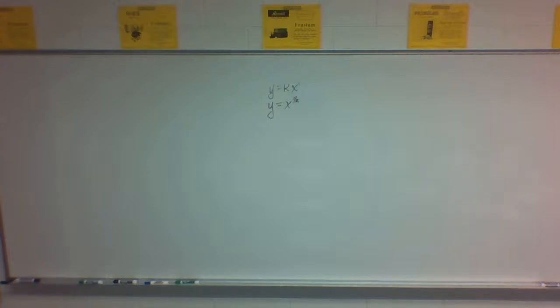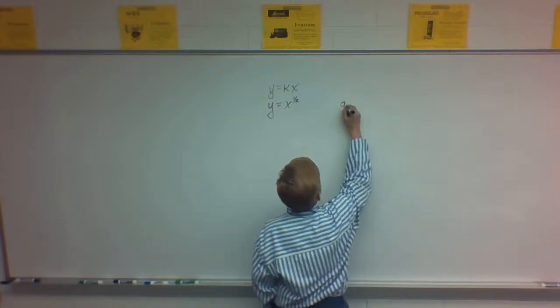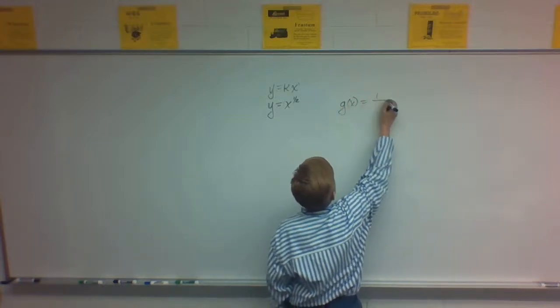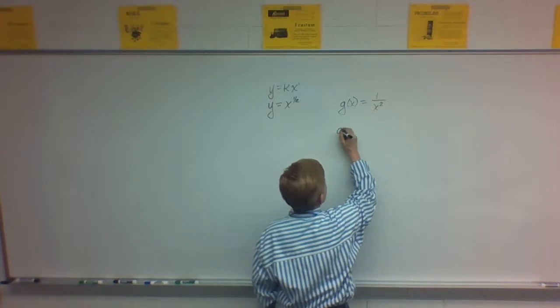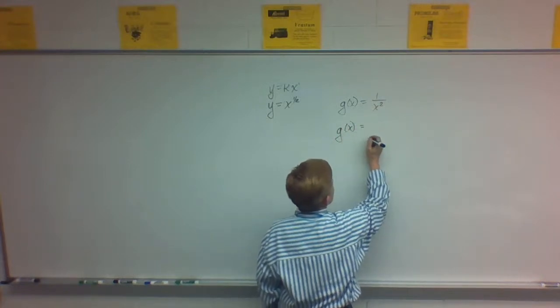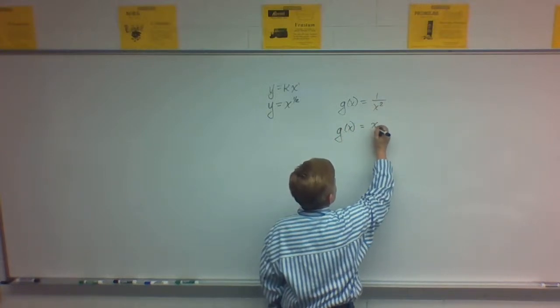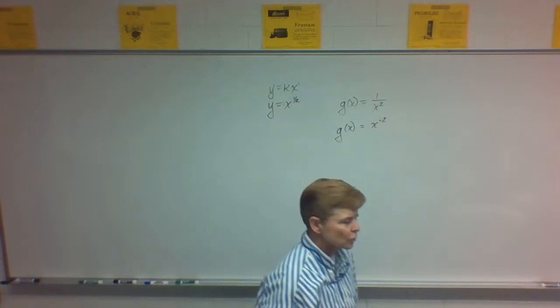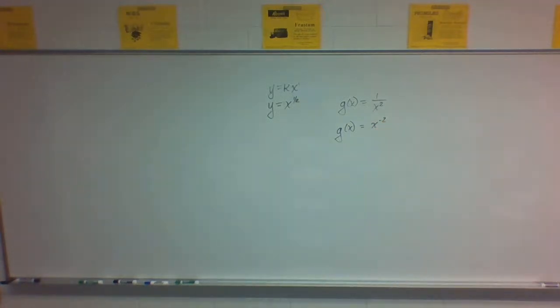Okay, we have this function, g of x equals 1 over x squared. That's our function, g of x equals 1 over x squared. Can you write that as a power function? x to the -2. There you go, x to the -2. So the power is -2, and the constant is 1. And if you graph it, it's the second graph.